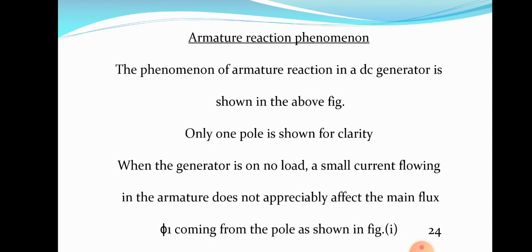So what is meant by armature reaction phenomenon? The phenomenon of armature reaction in a DC generator is shown in the above figure. What is the above figure? Only one pole is shown for clarity. When the generator is on no load, a small current flowing in the armature does not appreciably affect the main flux phi 1 coming from the main poles as shown in figure 1. What does it mean?